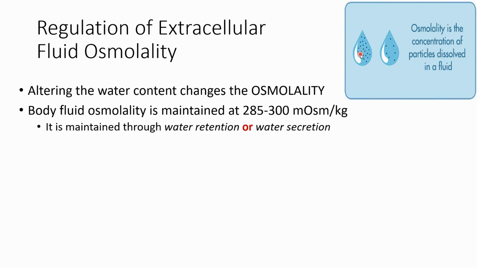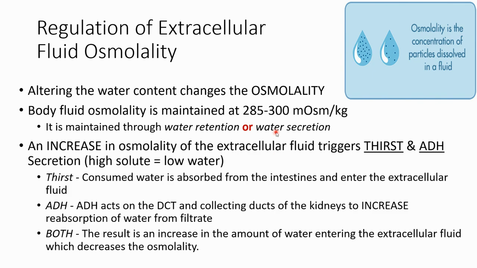Body fluid osmolality is maintained at about 285 to 300 milliosmoles per kilogram. I'm not going to ask you the number. You may need to know it for the nursing program. But how is this body fluid osmolality maintained? Through water retention or water secretion. So you can kind of see, oh, that's the kidneys coming in there. So an increase in osmolality, this means if you have a high osmolality, you have very little water, okay? That's going to trigger thirst and the antidiuretic hormone secretion. High solute, low water, okay?